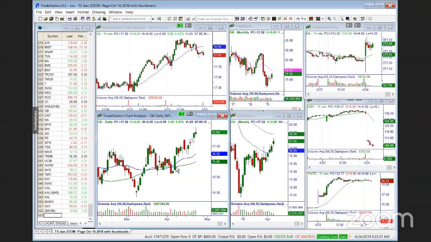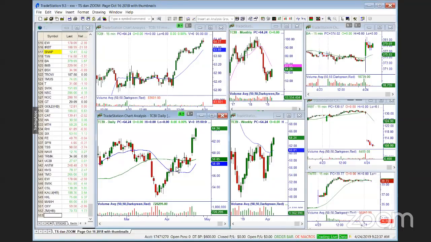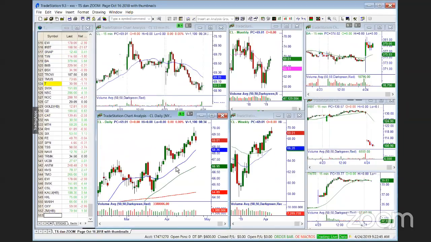OII, we bought yesterday right around these levels. TCBI, we bought, that looks great. I tightened the stop. Charlie Lima, the deep retracement after breaking out, but we're going to keep the stop.